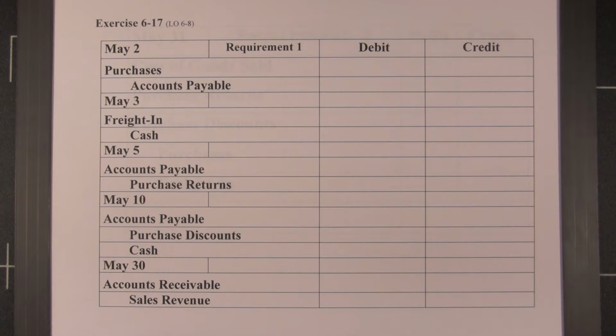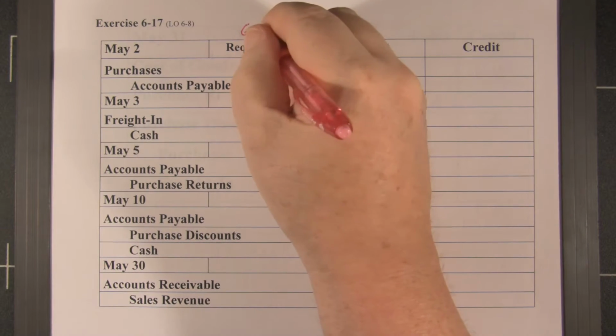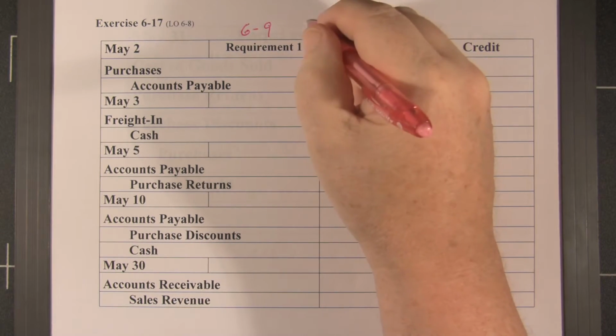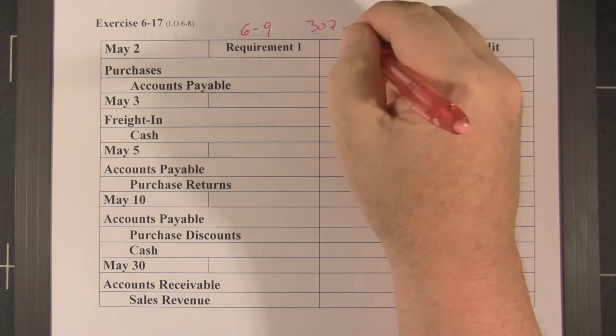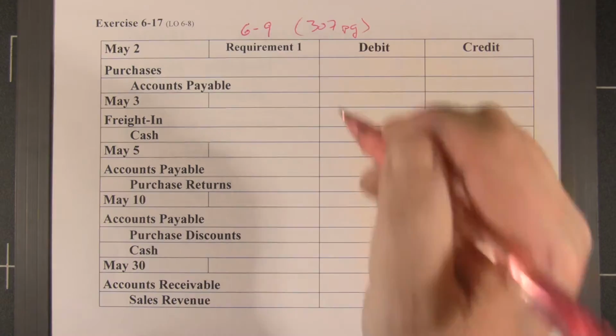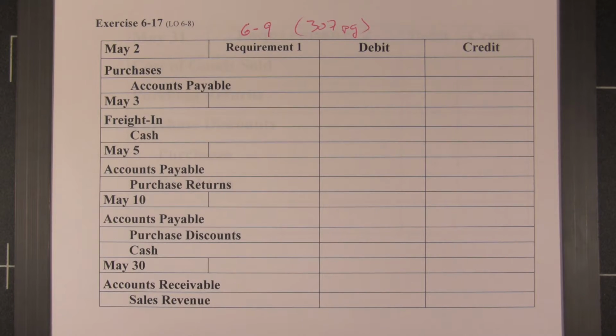Exercise 6.9, which you were not asked to do, requires that you perform the transactional analysis using perpetual inventory. Exercise 6.17 refers us back to the information from 6.9 on page 307 and says, assume that we are now using periodic inventory and not perpetual. So let's take a look at these transactions.